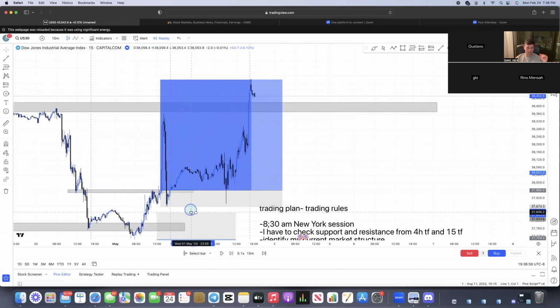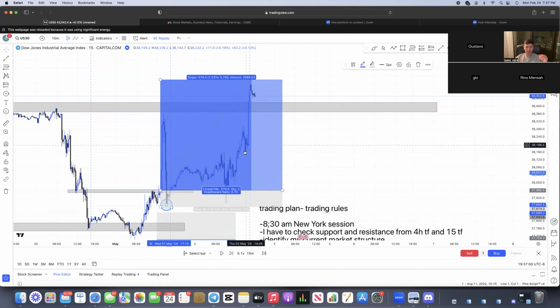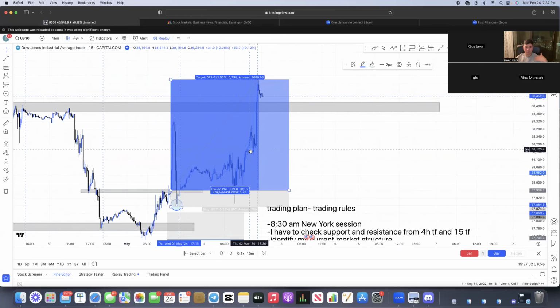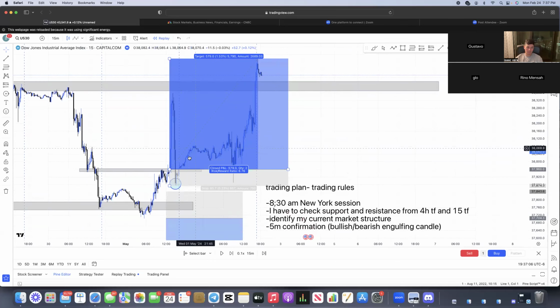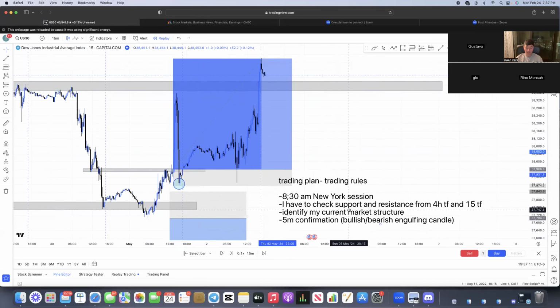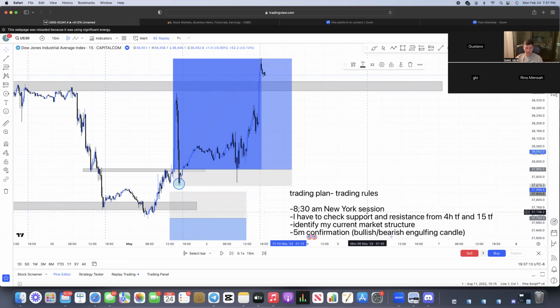Because after we got to this point, price just started pushing the way that it was firstly meant to go, which is take profit right around here because of the big push that we had. So yeah, that's basically how I trade every single morning.